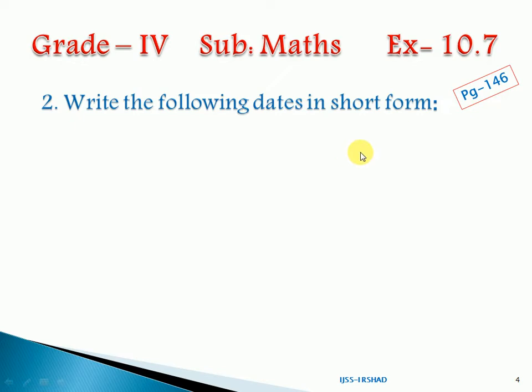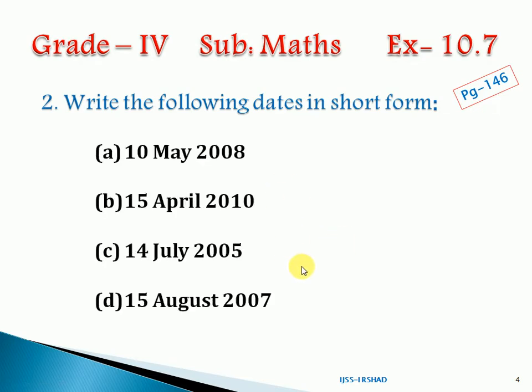Write the following dates in short form. So here you have to write the dates in short form. These are the questions A, B, C and D. For this you have to write the short form. It's very easy, how you write the date in your notebook, the same way in short form. So it is 10 May 2008. First you will write 10, then give a hyphen, and then May.